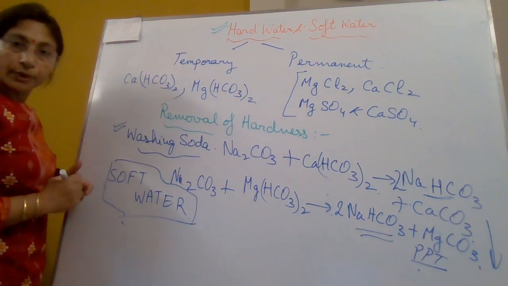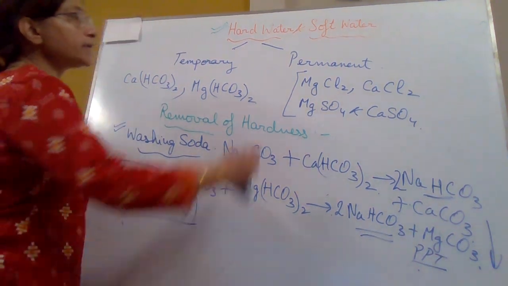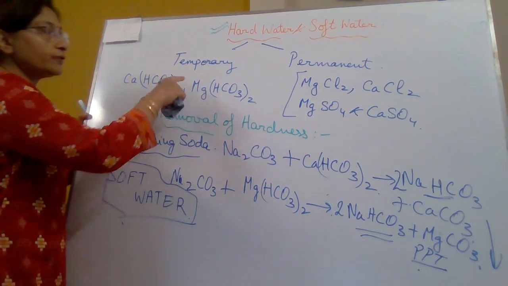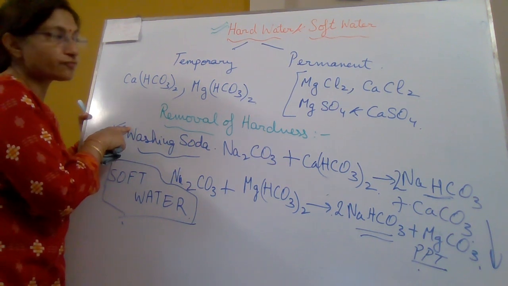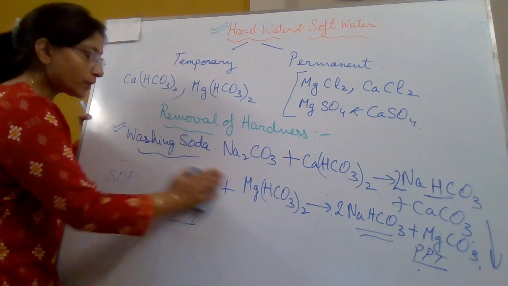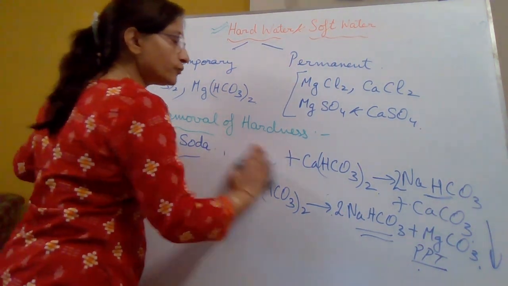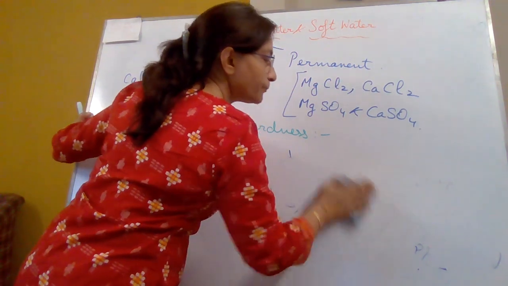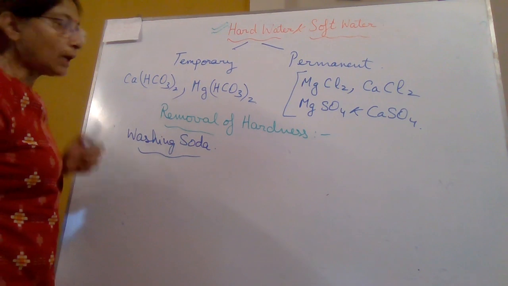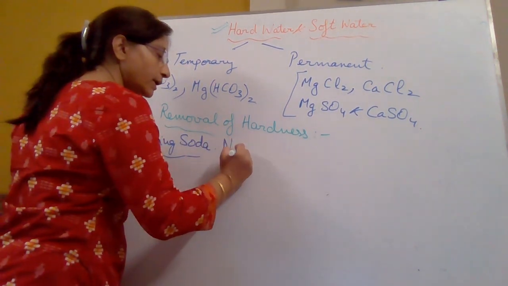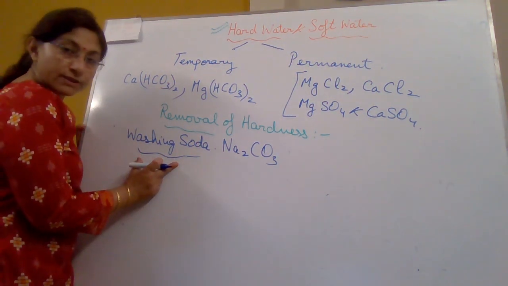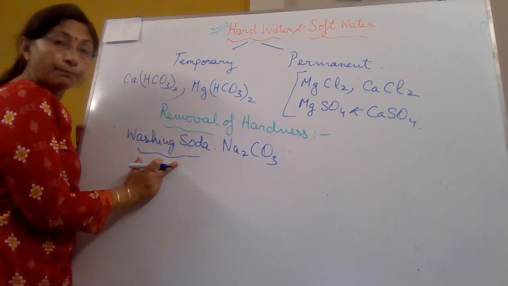Now let us talk of the permanent hard water. The permanent hardness of the water can be removed only by one method. We are not taking boiling there because by boiling the permanent hardness cannot be removed. So permanent hardness can only be removed using the washing soda. So what will happen with the sample of water? The washing soda is again Na2CO3, right?